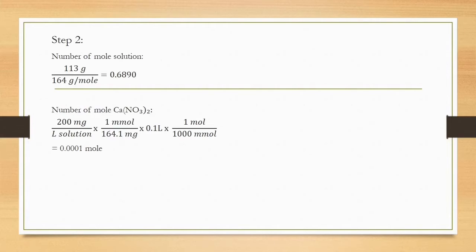Then we calculate the mole of calcium nitrate. So we take 200 mg over solution times 1 mole over 164.1 mg times 0.1 liter times 1 mole over 1000 mole. Then we get 0.0001 mole.